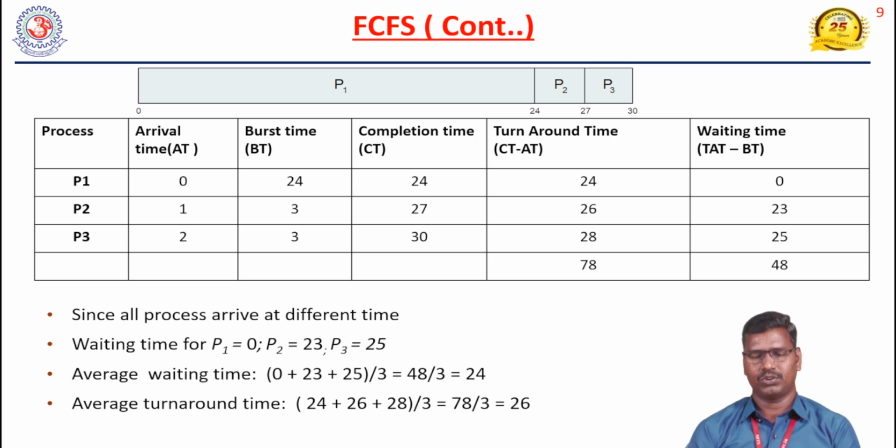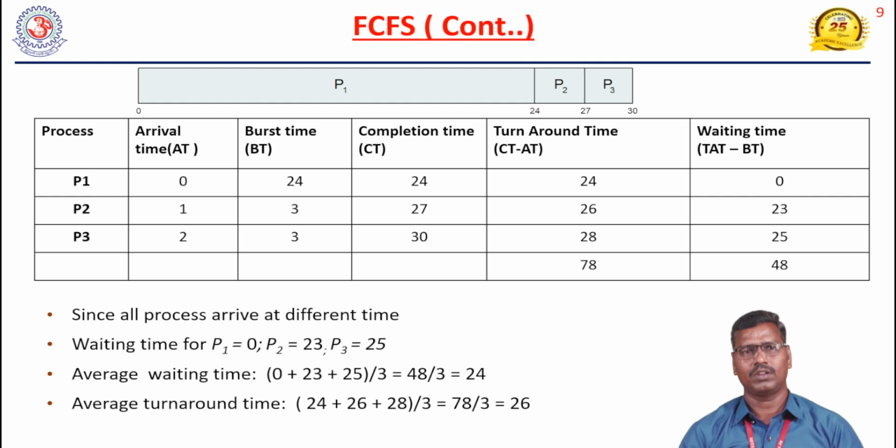Okay, now we are able to find the average waiting time as well as the average turnaround time. The average waiting time for the processes is 24 milliseconds, and the average turnaround time is 26. Previously we mentioned the same example; without arrival time, the average waiting time was 17 and the average turnaround time was 27 only.